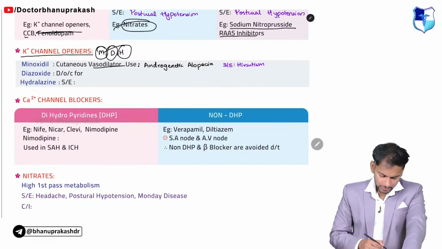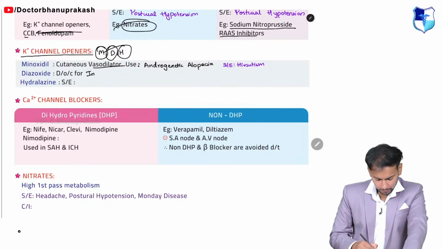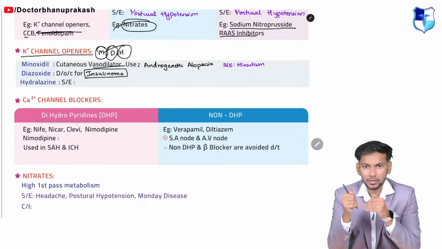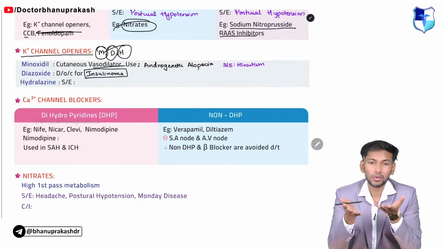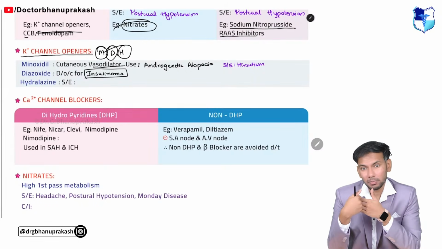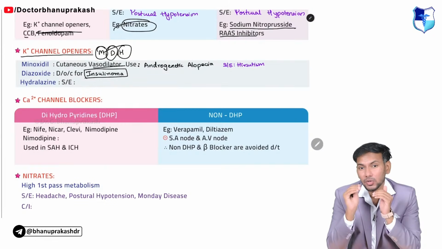Now, coming to diazoxide. This is the drug of choice for a tumor known as insulinoma. You need potassium channel blockade to release insulin. But if you are opening the potassium channels, insulin will not be released, so insulin release is decreased. That is why it is used in insulinoma.